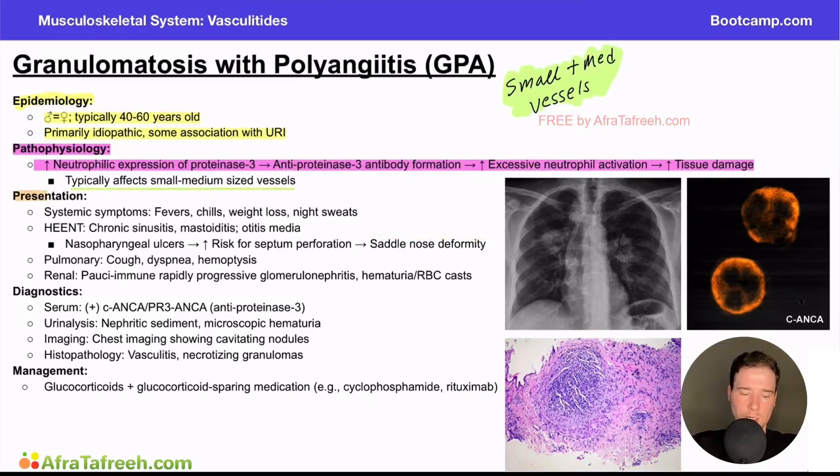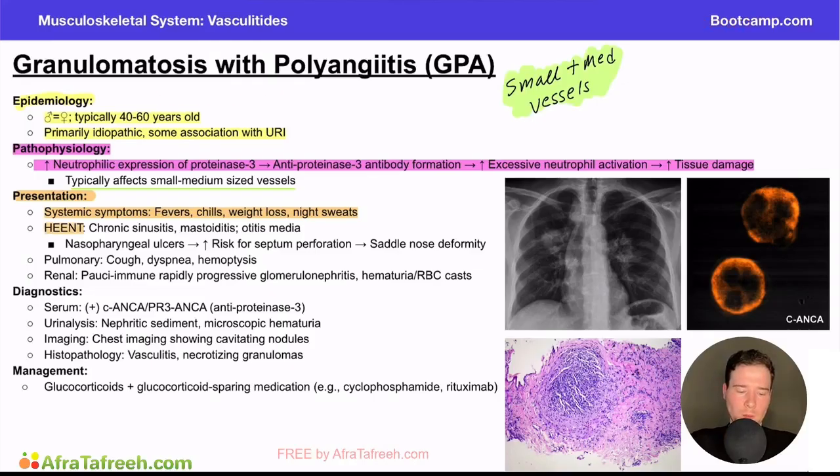Now, when we think about the presentation here, as with a lot of our other vasculitis conditions, we can see a variety of systemic symptoms such as fevers, chills, weight loss, and night sweats. These are a little bit non-specific, but in general, a classic way a patient can present is with cold or flu-like symptoms, right? They've been feeling unwell for a few days or maybe a week. These in general are non-specific, but if they're paired with some of these other classic findings, that could indicate we're dealing with a vasculitis. So what are some of those other classic findings?